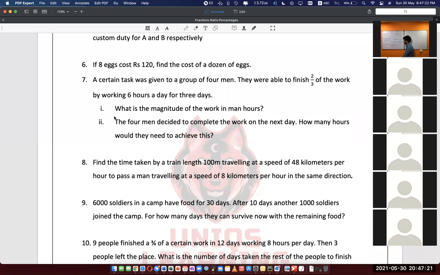If you want, you can find the answer also. No problem, let's find the answer. 4 times 3 is 12, 1 remaining, 3 times 2 is 6, plus 1, 72 man hours, right? But it's always better you leave it like this, it will be helpful to cancel off. So 2/3 of the work means 72 man hours. Then 1/3 of the work means 72 divided by 2.